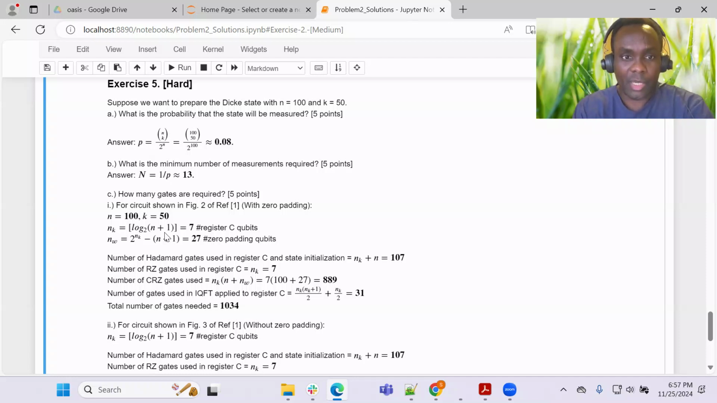Now, part C, how many gates are required? This is a little involved, but it's also worth 5 points.